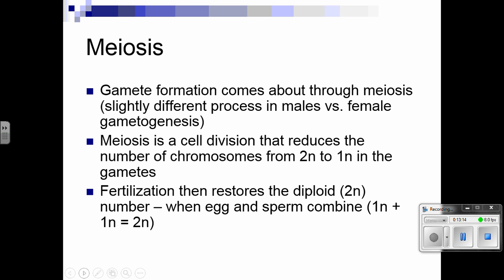Meiosis is the gamete, or actually it's pronounced meiosis, I apologize. The gamete formation comes about through meiosis, slightly different process in males versus females. That's called gametogenesis, how it's different. Meiosis is a cell division that reduces the number of chromosomes from diploid to haploid in the gametes. Fertilization then restores the diploid number when egg and sperm combine, 1n plus 1n equals 2n.